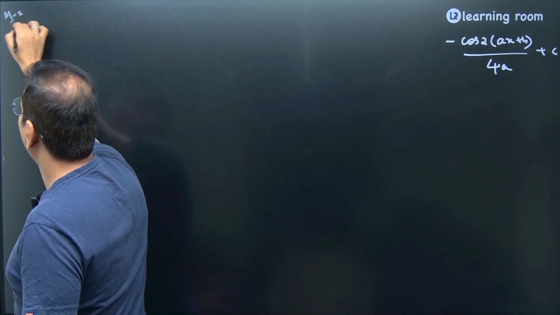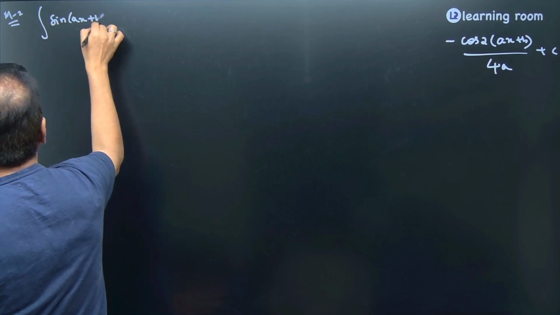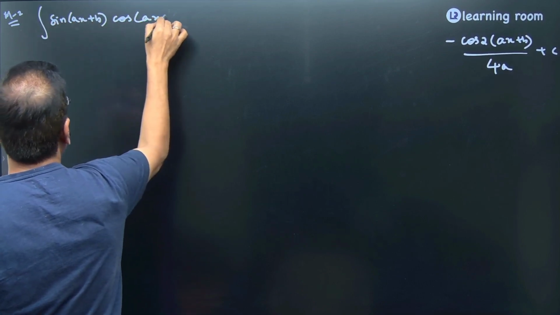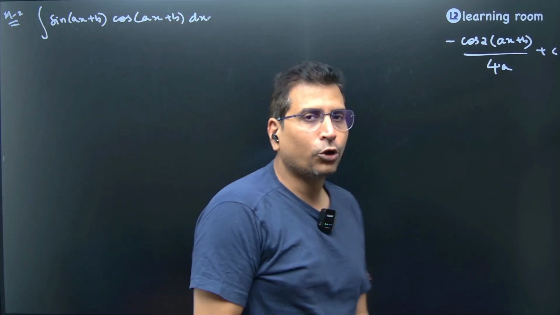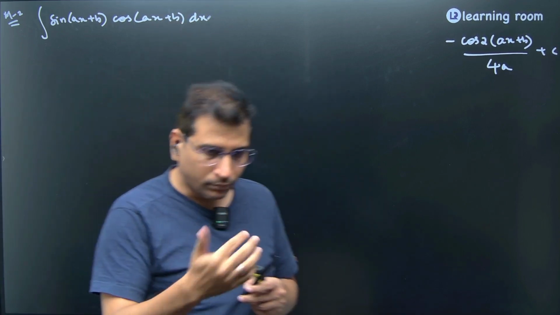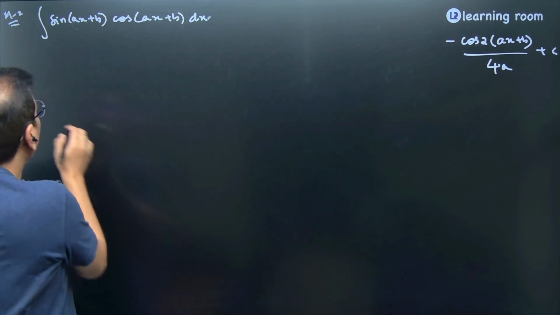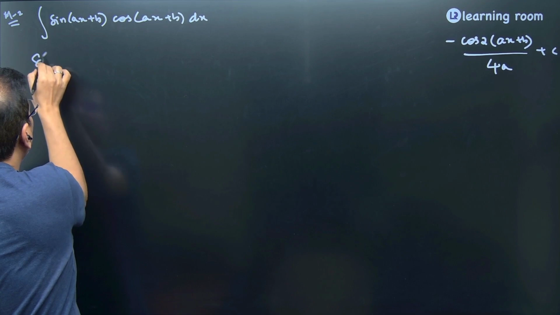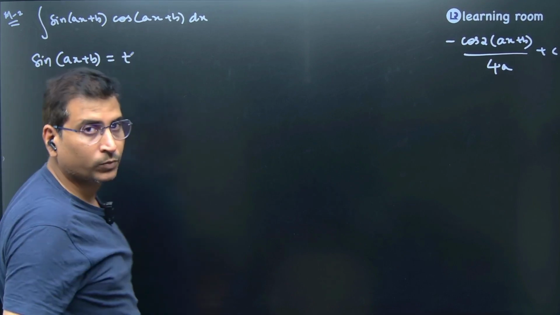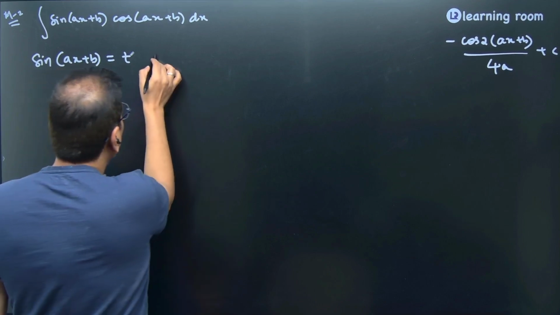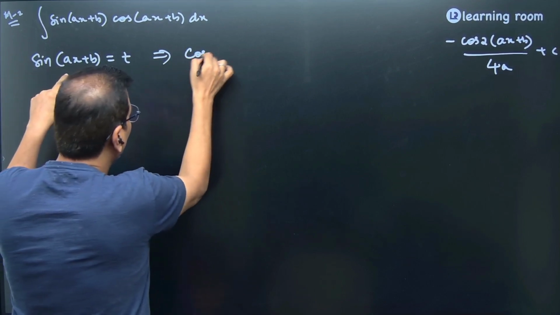So method number 2: remember the question is integral of sine of ax plus b into cos of ax plus b times dx. So when you have a combination of sine and cos, either of them can be substituted as t. So in that context, suppose I take sine of ax plus b is equal to t and then proceed. So what will I get? Observe. Derivative of sine is cos.